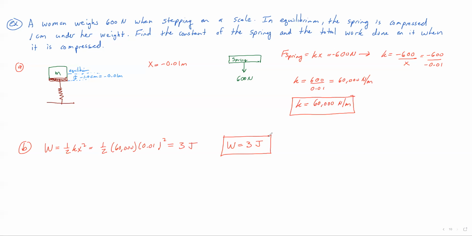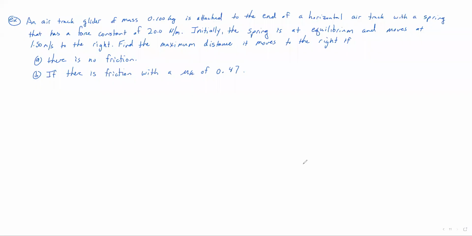Okay, so we have an air track glider of mass 0.10 kilograms, and it's attached to the end of the air track with a spring. The spring has a force constant of 20 newtons per meter. Initially, the spring is at equilibrium, and when it's at equilibrium, it's moving 1.5 meters per second to the right. Find the maximum distance it will move if there is no friction. So what we need to do is find how far it's going to move.